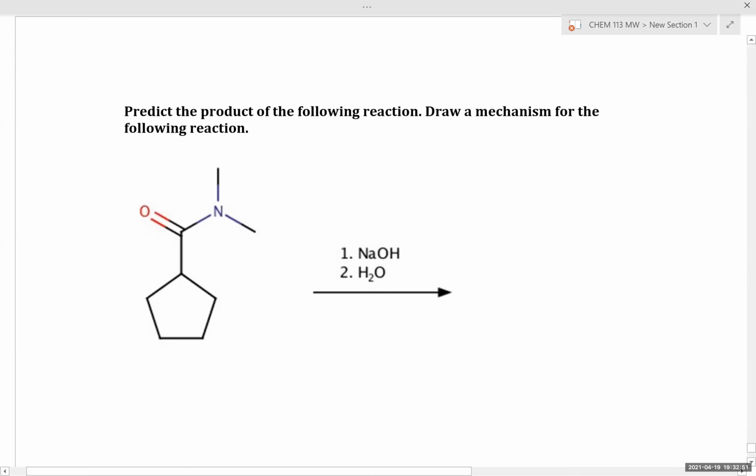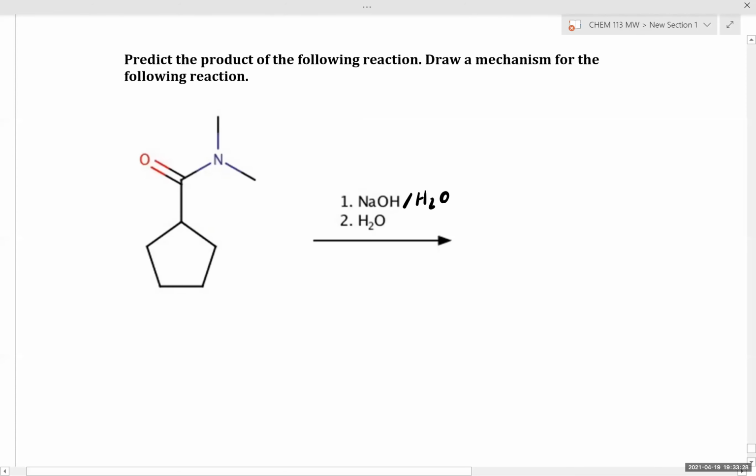One thing I want to touch on before we go, and what I want us to sort of apply what we've learned in terms of drawing mechanisms and thinking about a logical mechanism for these carbonyl substitution reactions, is I'd like us to think about this amide hydrolysis mechanism, except this time we're working under basic conditions. So sodium hydroxide with a little bit of water present for good measure. And then in the second step, we quench with an excess of water.